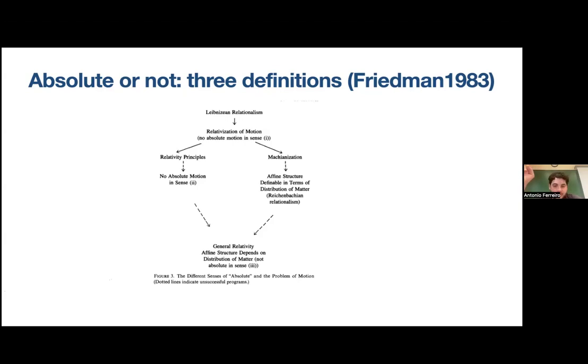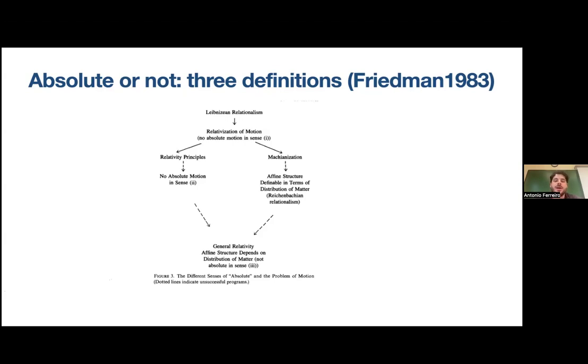Actually, Friedman says dotted lines indicate unsuccessful programs. They were programs trying to work, but they did not work. The parallel to that is, okay, saying, sorry, there is an absolute acceleration, but I can say that it depends on the matter structure of the universe. That is what he calls Machianization, so using Mach to work with that. But actually, as I showed you, it's also unsuccessful, because we cannot express the metric fully in terms of the composition of matter.